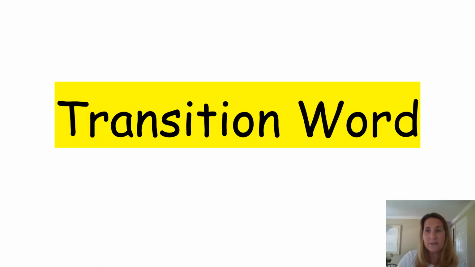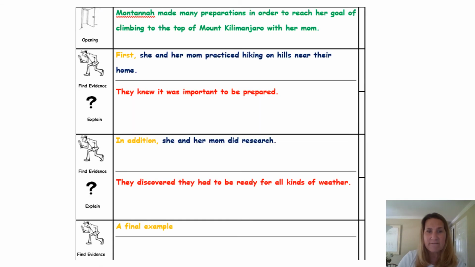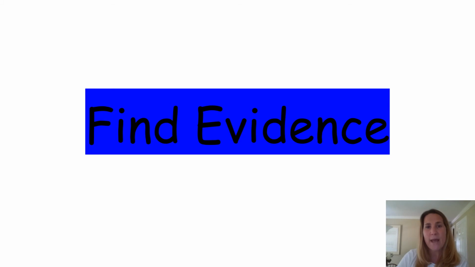Another transition word. This is my third piece of evidence. A final example. So transition word first. Second, in addition. And my last transition word, a final example. Now I need to find evidence. I go back into the article.